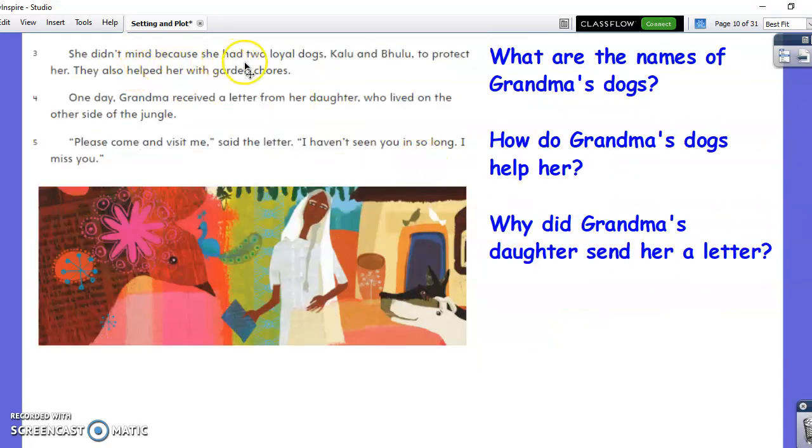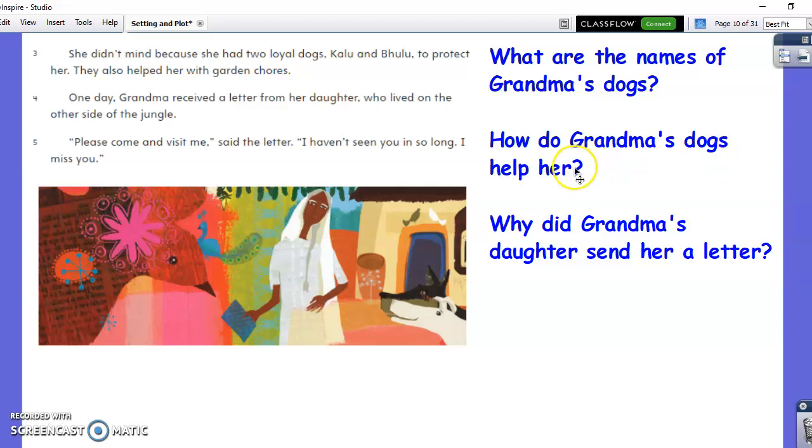She didn't mind because she had 2 loyal dogs, Kalu and Bulu, to protect her. They also helped her with garden chores. One day Grandma received a letter from her daughter who lived on the other side of the jungle. "Please come and visit me," said the letter. "I haven't seen you in so long. I miss you." What are the names of Grandma's dogs?